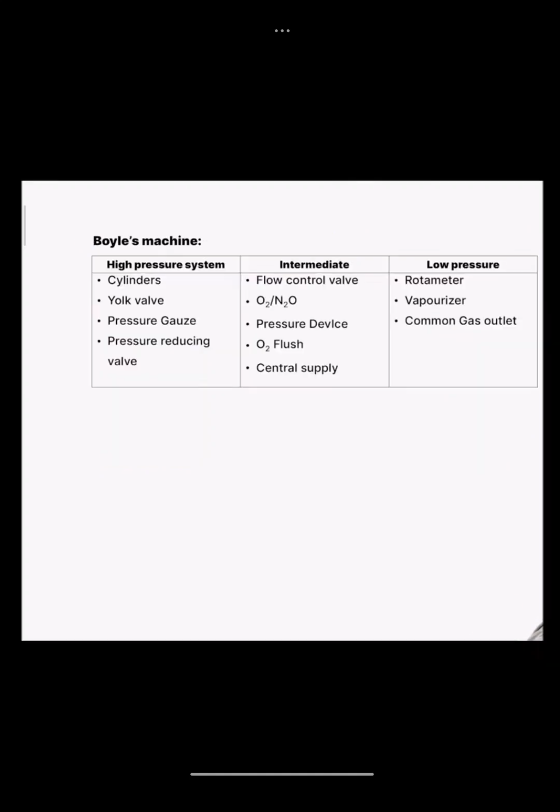In the high pressure system, what do you find? In the high pressure system, there are cylinders, there is the yoke valve assembly, there is the pressure gauge system, there is the pressure reducing valve. This is high pressure. In the intermediate pressure system, you are having flow control valve, oxygen nitrous proportioning devices. Next, oxygen flush is there. When we press the oxygen flush, 35 to 75 liters of oxygen can be given. Central supply is there. Low pressure, you are having rotameter, vaporizer, and common gas outlet.